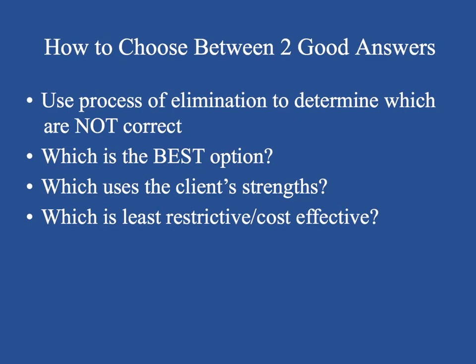Also think about what uses the client's strengths. So think about what can they do and which of those options uses what they can do. And then which is the least restrictive or most cost-effective answer? Which doesn't require purchasing a whole lot of things? What is something that can be utilized right away, which would allow the client to be most independent now?